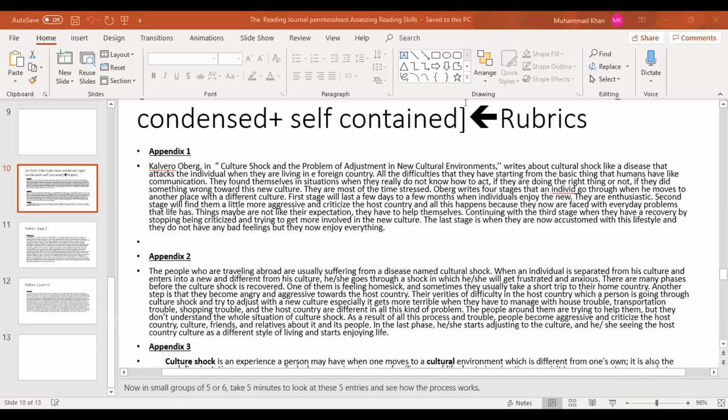Since everyone has the text before them, it's much easier to look at the first one and say if it stands by itself, if it is self-contained.